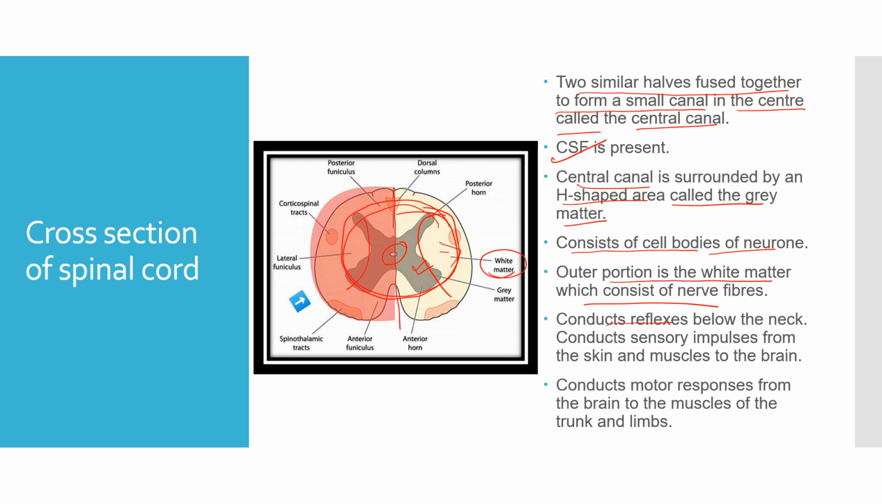Now what is the function of this? It conducts the reflexes below the neck and conducts sensory impulses from the skin and the muscles to the brain. I've already told you in the previous slide what are the functions of the spinal cord. The same thing is a revision we are doing here. It conducts the motor responses from the brain to the muscles of the trunk and the limbs. So these are the functions of the spinal cord. This is the H region, which is called the grey matter. It is formed by the cell bodies, and this white region is formed of nerve fibers, which is called the white matter. And this is the central canal.